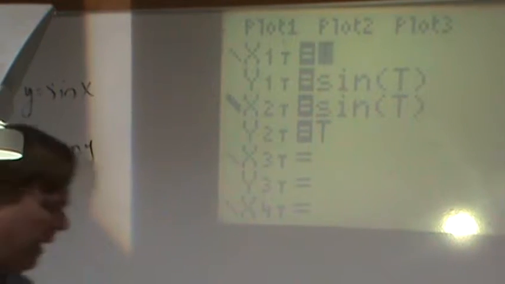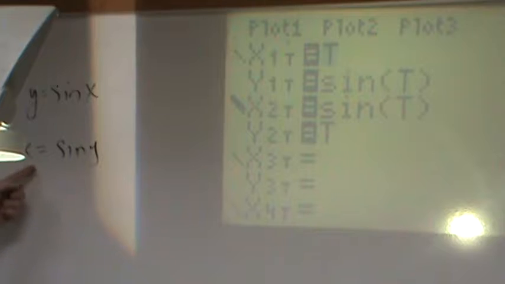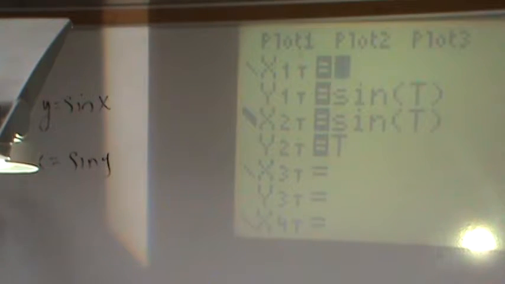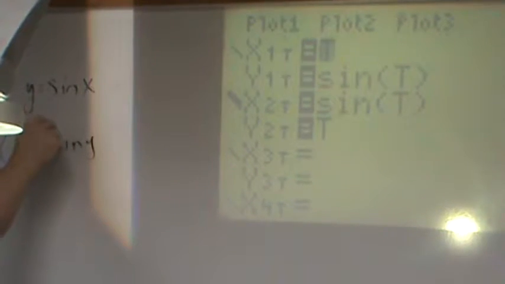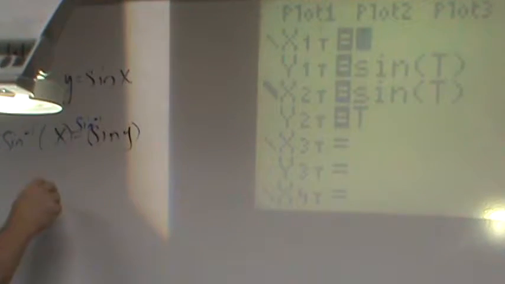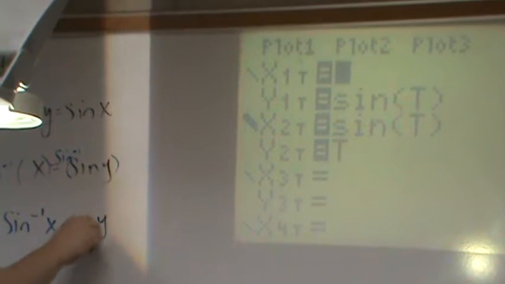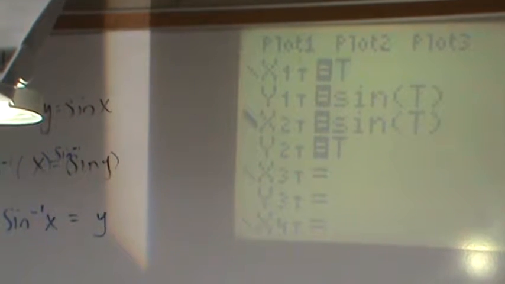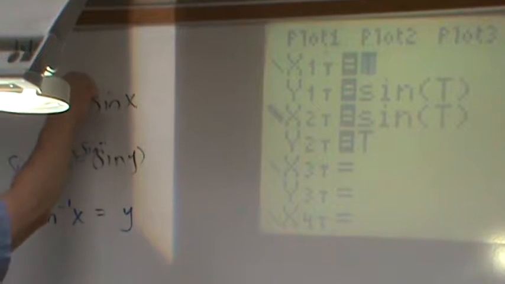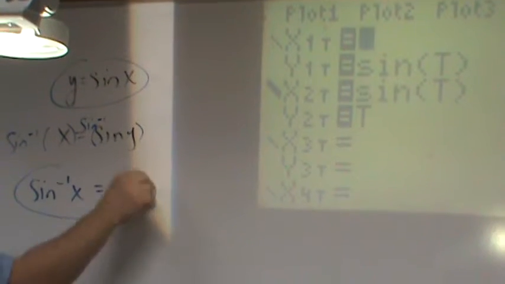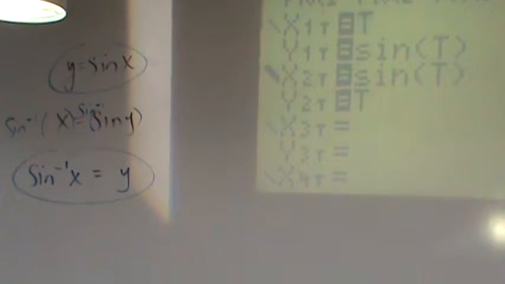Now, what we ordinarily do is we don't just keep this x in terms of y, we take the inverse sine of both sides of this equation. So now I end up with the inverse sine of x on the left and just y on the right. So really, what I'm graphing is y equals the sine of x and y equals the inverse sine of x. That's the two functions I'm going to graph.